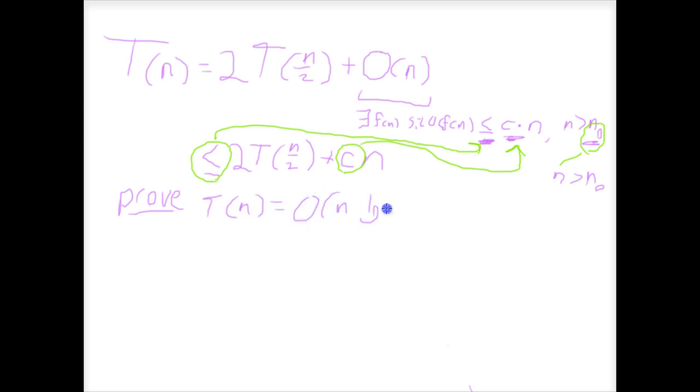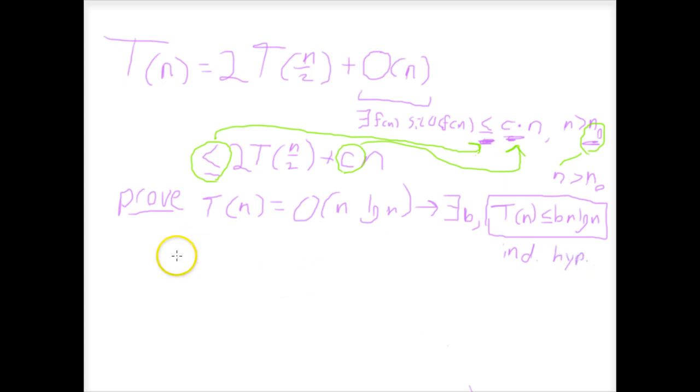We want to prove that T(n) is big O of n log n. Again, from the definition of big O, what this really means is that there exists some constant, let's call this one b, we've already used c, such that T(n) is less than or equal to b times n log n, again for n greater than some other n naught, we'll call it n naught prime.